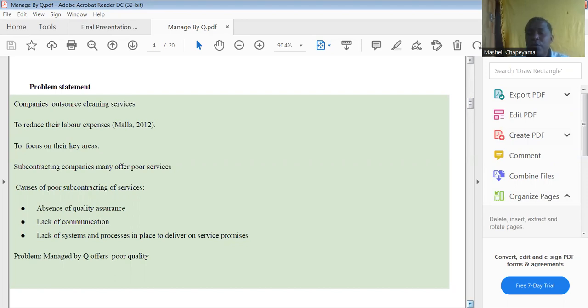But sadly, subcontracting may also result in poor quality of service, as we shall see as you go down. And there are several causes of poor service, which include absence of quality of service assurance. Some companies do not have any quality control programs. There's also lack of communication and poor supervision. So there can be poor systems and processes which are required to deliver the best service. So these all can contribute to poor quality of service. And Managed by Q, as we know, is a record of poor service delivery.